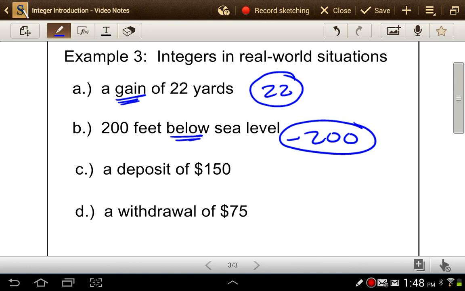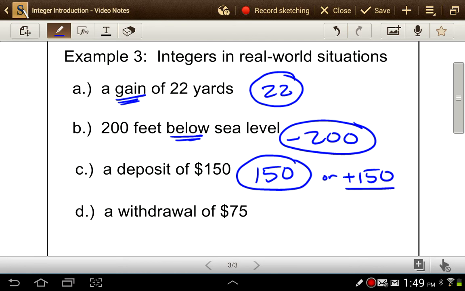C, a deposit of $150. Deposit means that you're putting it into your bank account. Okay, and that means that you're increasing the amount of money that you have in the bank. So that is a positive 150. Now we can write positives with a plus in front or not. So you could write it like that, or you could write it like this, but we usually write it with just 150. Last one here, a withdrawal of $75. Withdrawal means you're taking it out, so you're lowering the amount of money that you have. So that's going to be negative 75.